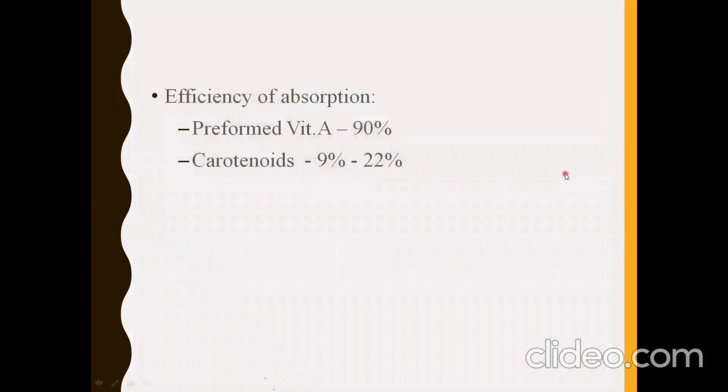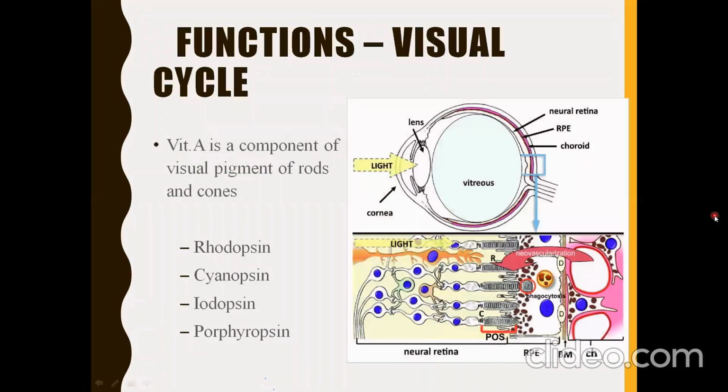So the efficiency of absorption when it is present in a preformed form, as in the case of retinol, is 90%. When it is present in the carotenoid form, the absorption efficiency is only 9 to 22%. Coming to the biochemical function of vitamin A, it takes part in the visual cycle. Vitamin A is a component of photoreceptor complexes of the retina. In the retina, two types of photoreceptor cells are present: one is the rod, and the second type is the cones.